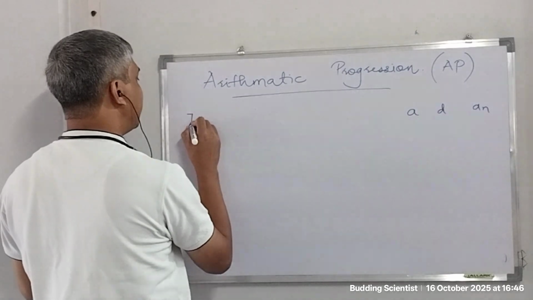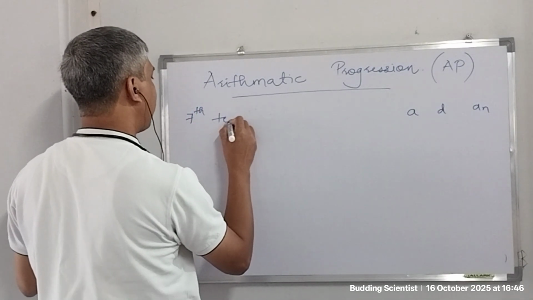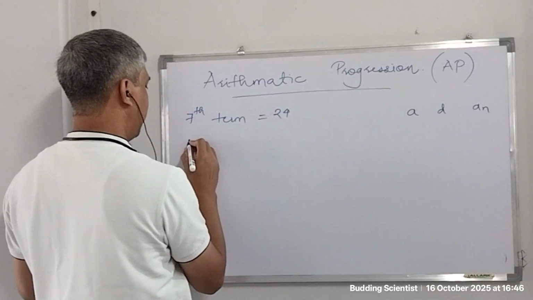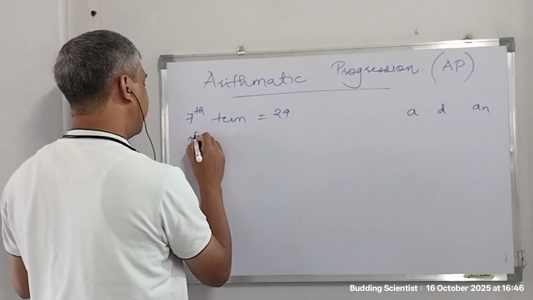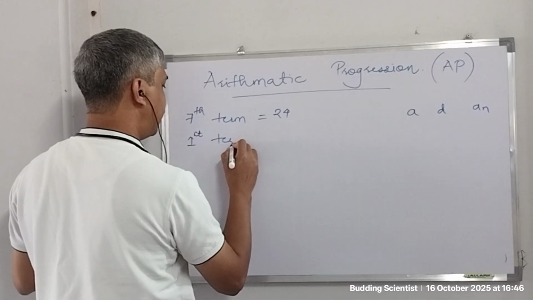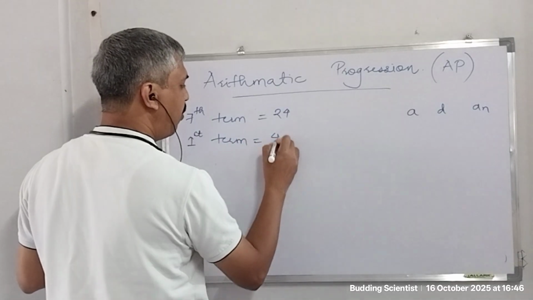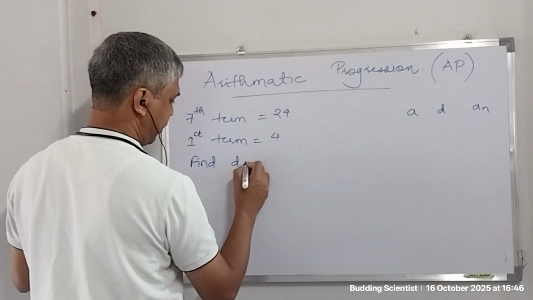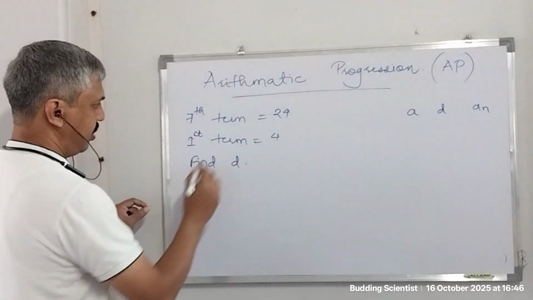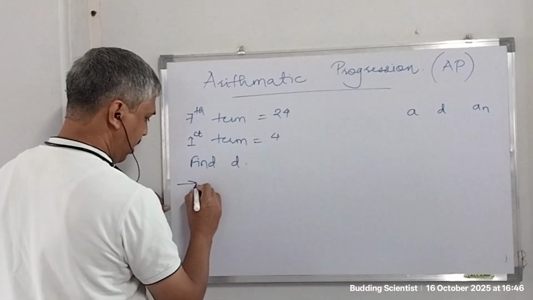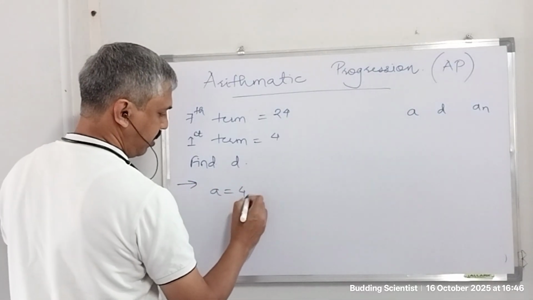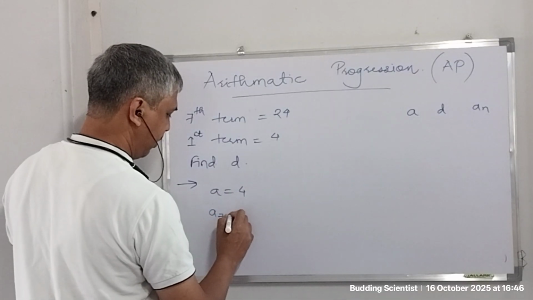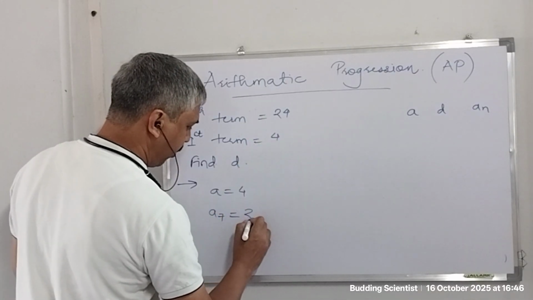Supposedly in a sequence, 7th term is equal to 24 and the first term is equal to 4. Find the difference D. So first term A will be equal to 4. 7th term A7 is equal to 24.